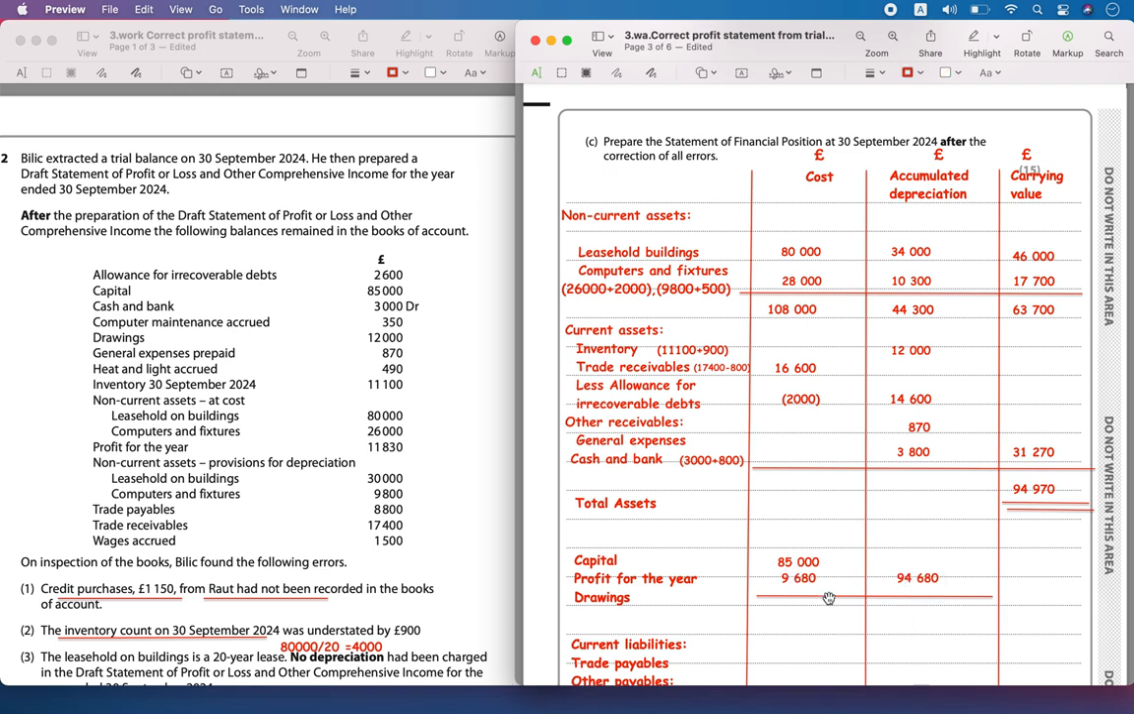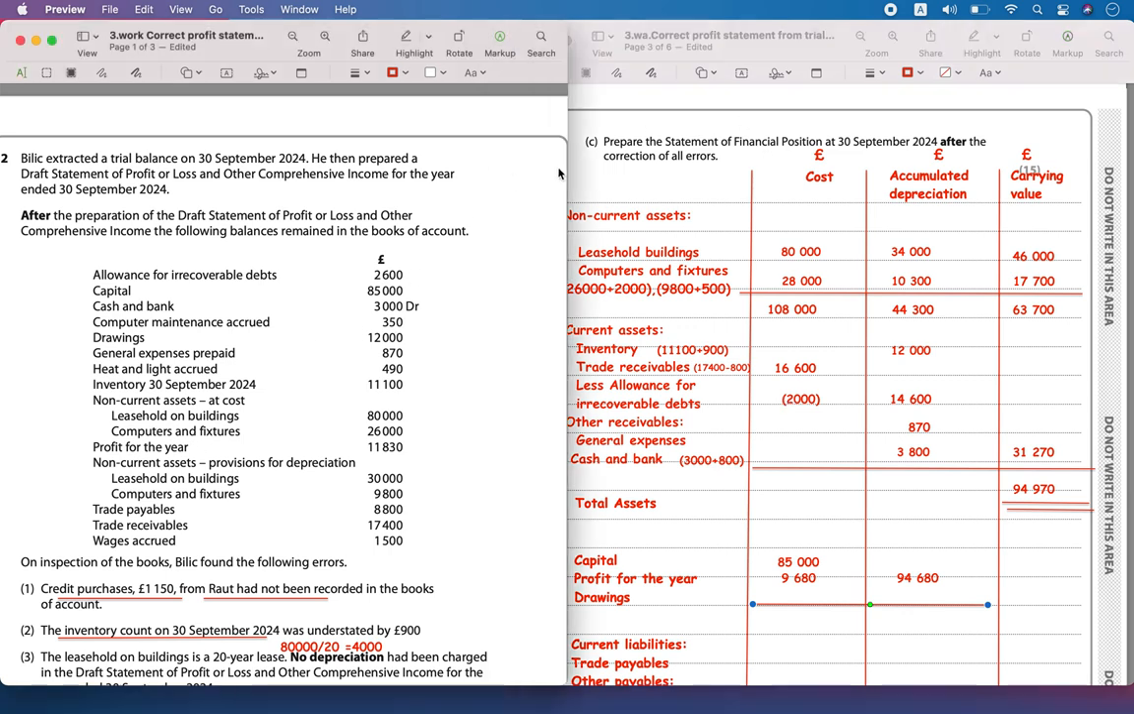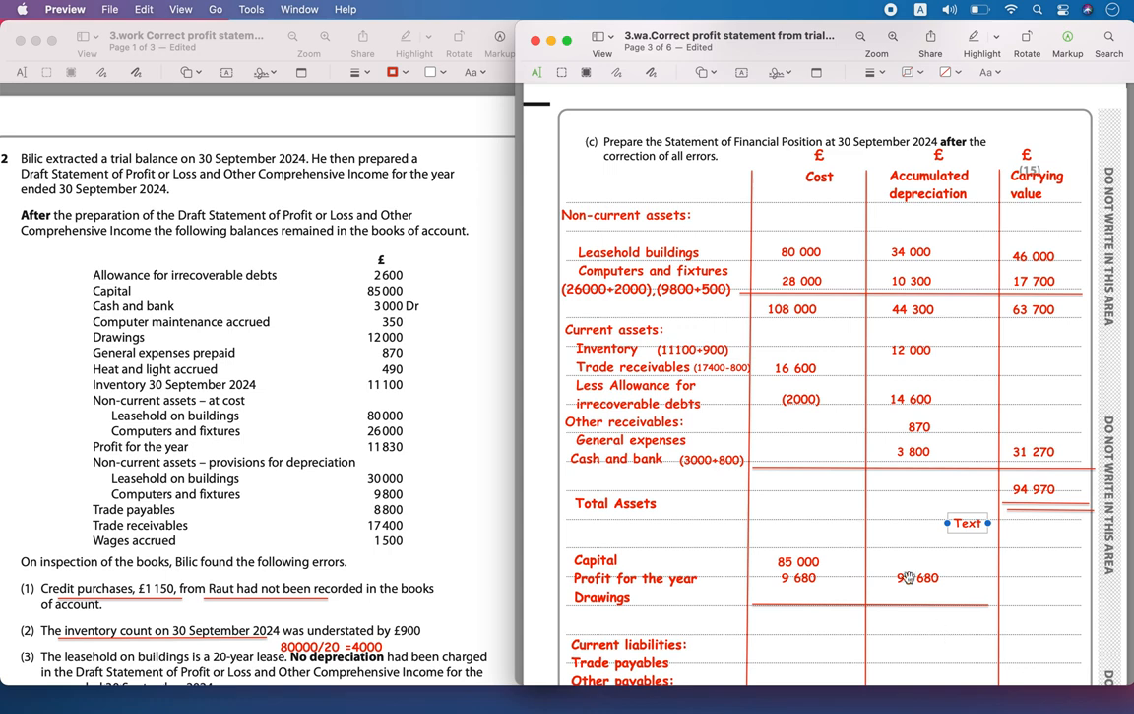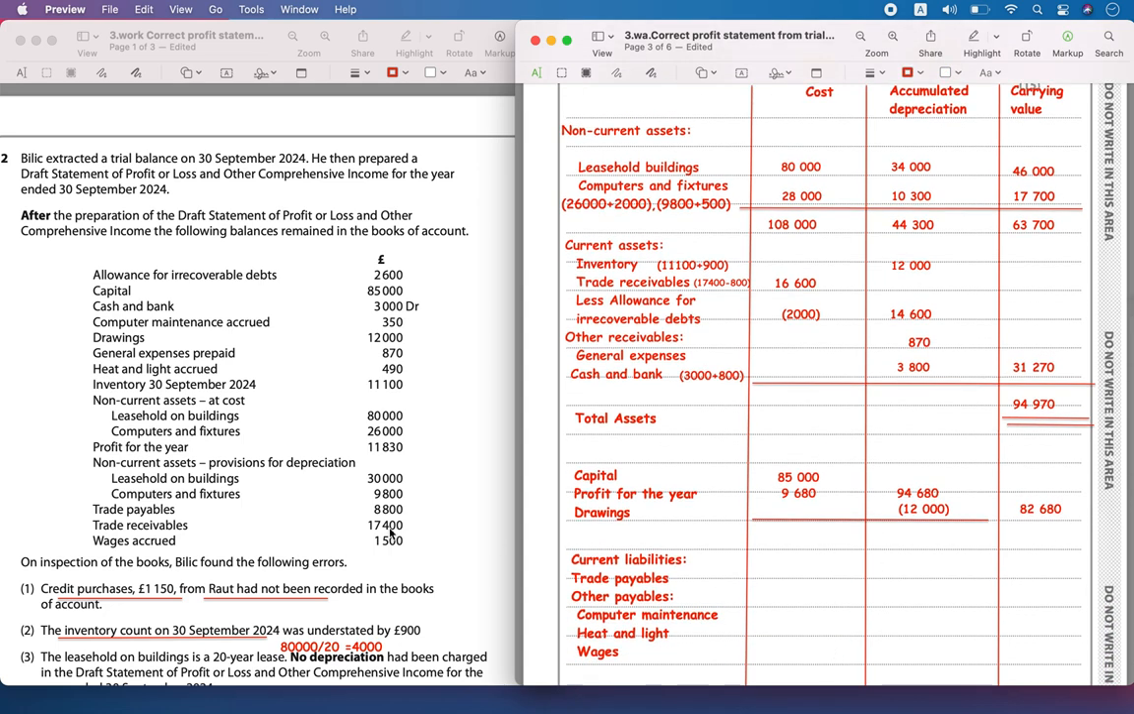94,680. Now less the drawings. Okay, we have to reduce the drawings by 12,000. So let's write less drawings by 12,000. This had no errors. So 94,680 minus 12,000, that is equal to 82,680. Now there were no non-current liabilities like loans. So let's calculate the current liabilities.